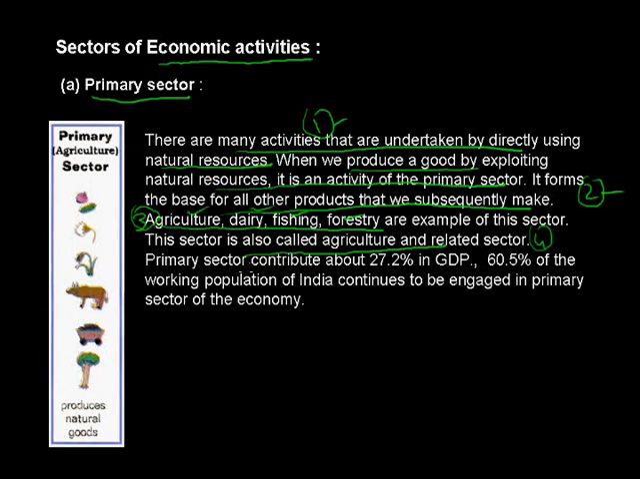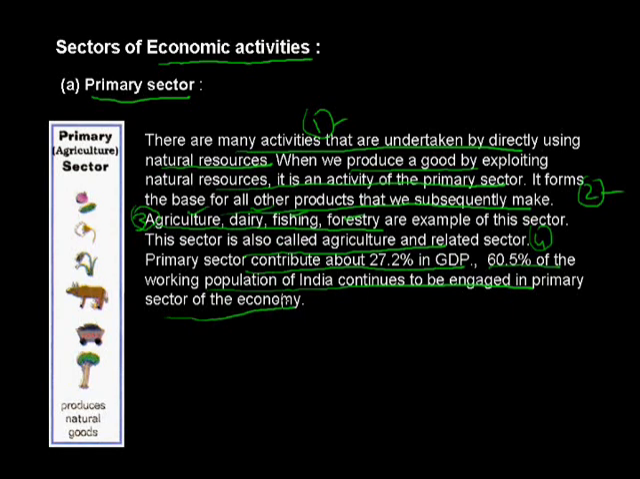Primary sector contributes about 27.2% in GDP. This one is comparatively less than the tertiary sector. Nowadays the importance of primary sector is becoming less as far as the GDP is concerned. But this one is the most important sector as far as the employment is concerned. It provides us employment: 60.5% of the working population of India continues to be engaged in the primary sector of the economy.